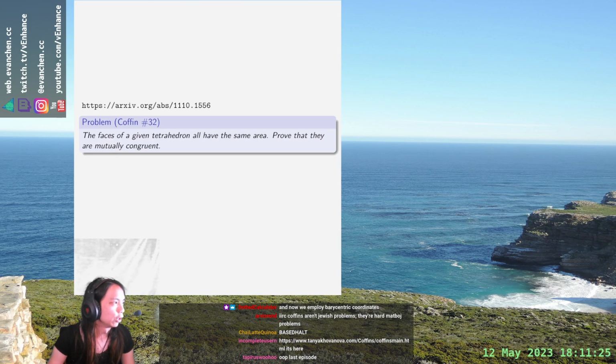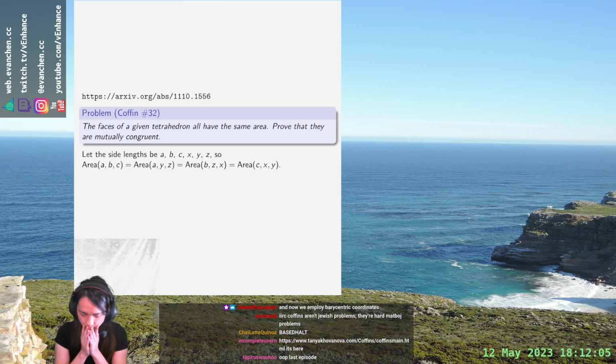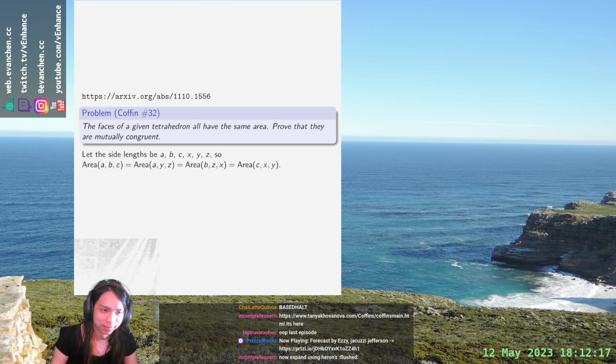Anyways, moving on. Let's actually do the problem. Because we live in the modern age where we know a bunch of random crap for no reason, let the lost sight lanes be A, B, C, X, Y, Z. We're given the area A, B, C equals op name A, Y, Z. Yeah, so this is just true. All right, cool. God, I don't know if I want to go this route. Expanding using Heron will work in theory, and probably is not very fun to actually do.